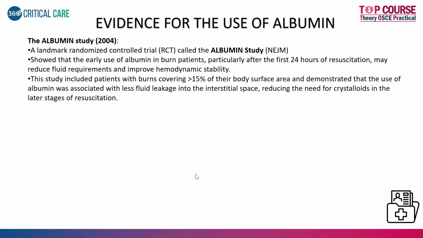The population of patients they recruited were burns patients with a total body surface area of more than 15%. The depth of burns and tissue damage was mild to moderate, roughly superficial partial thickness burns. They said that the use of albumin definitely brought down the need for crystalloids for resuscitation, especially in the second half of the resuscitation. In the first half, definitely the fluid of choice is crystalloids. In the second half, it is better to use albumin to prevent excessive use of crystalloids and fluid therapy.